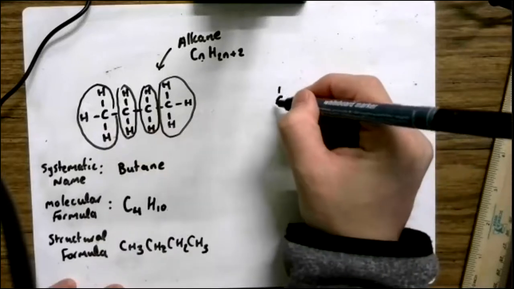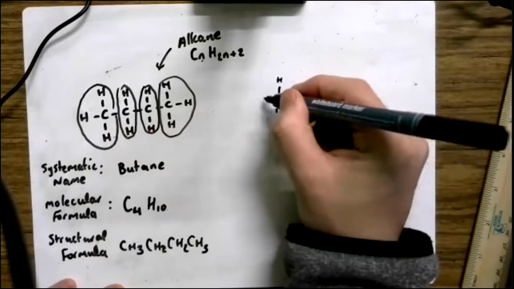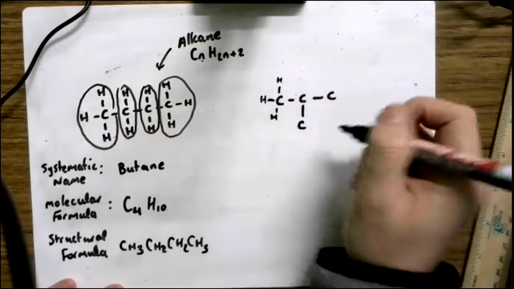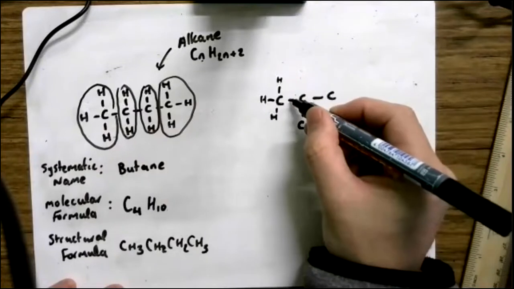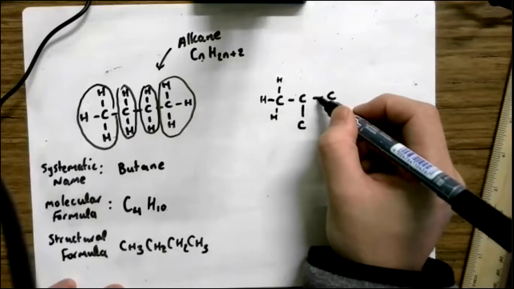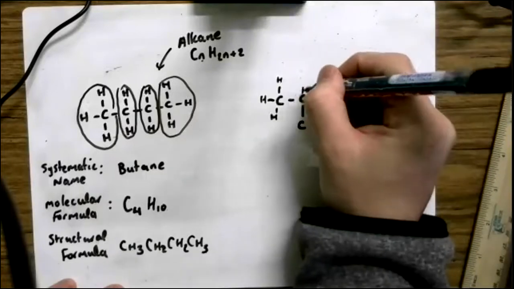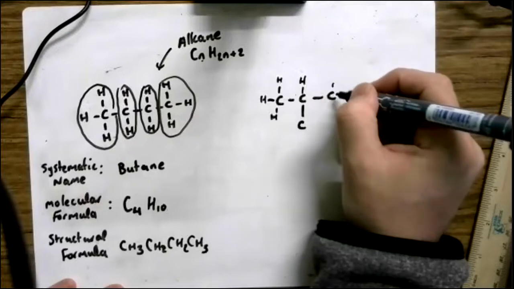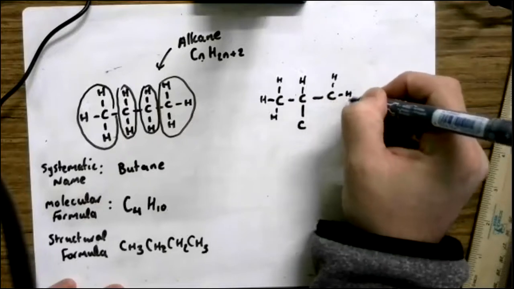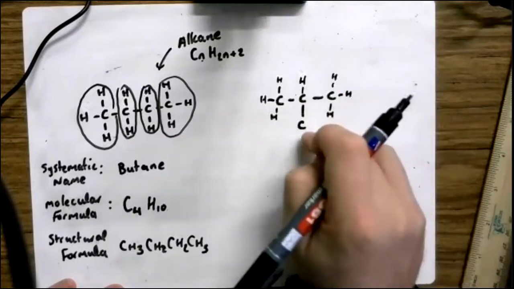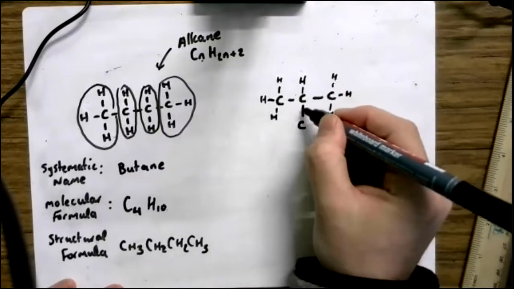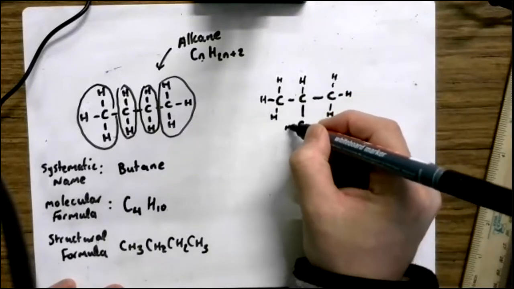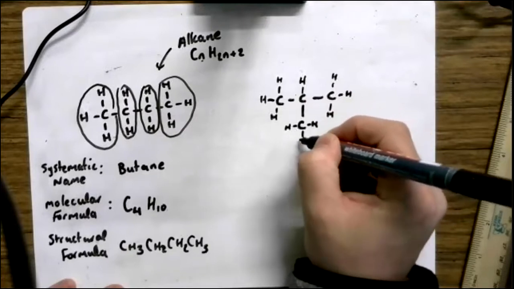Now this carbon can hold 3 hydrogens. 1, 2, 3. This carbon can only hold 1 more because look, it's got 1 carbon bonded here, 1 carbon here, and 1 carbon here. So it's already used 3 bonds, so it can fit 1 more. This carbon is an end carbon, which means it can hold 3 hydrogens like that. And this carbon has only got 1 bond at the moment, so it can hold 3 hydrogens. It's the same as an end carbon.